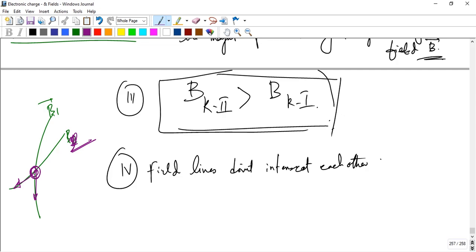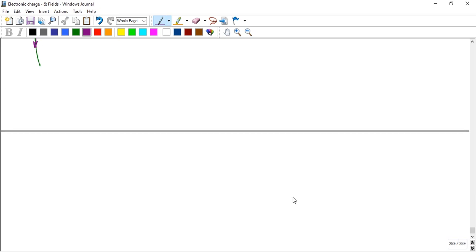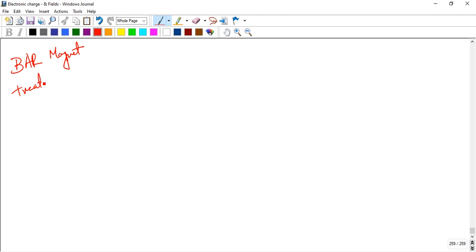Clear? Now we discuss the bar magnet as an equivalent solenoid. That's an important calculation here. The bar magnet is treated as an equivalent solenoid.